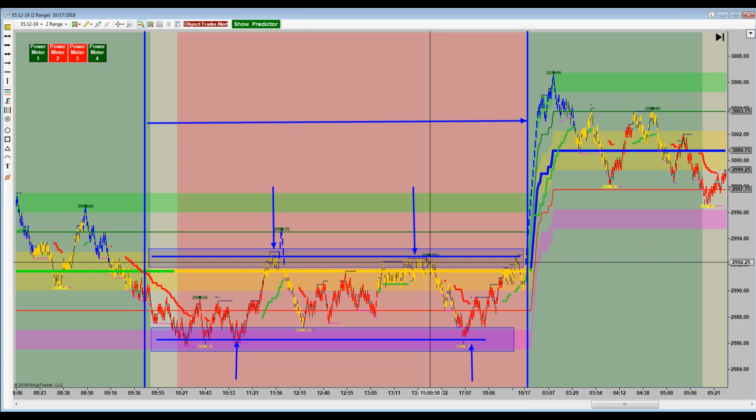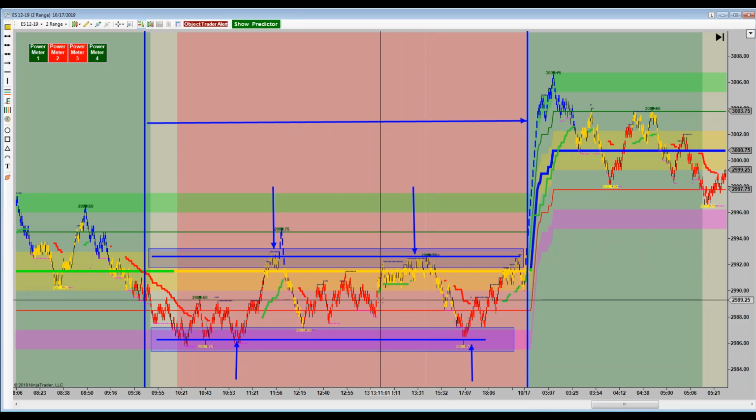Well, 6 points times how many ticks per point? What did we say at the beginning of the webinar? Some of you might have missed it. 6 times 4. Yeah, 24 ticks. So we said 20 to 25 ticks, so you're right in the sweet spot there. So the answer is yes, this is a tradable range.